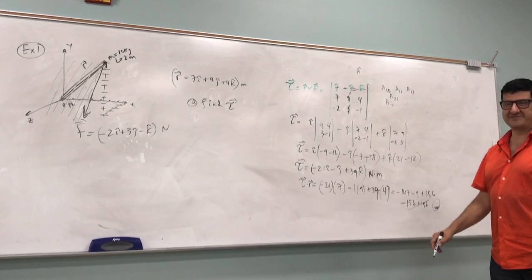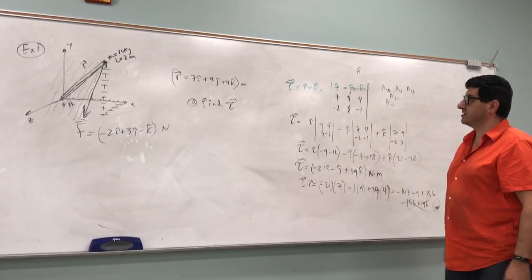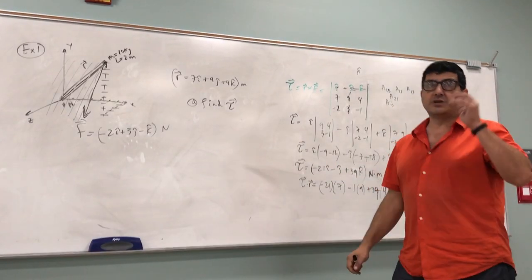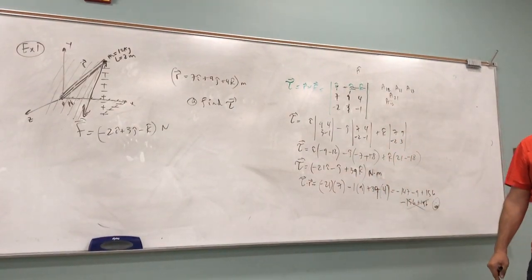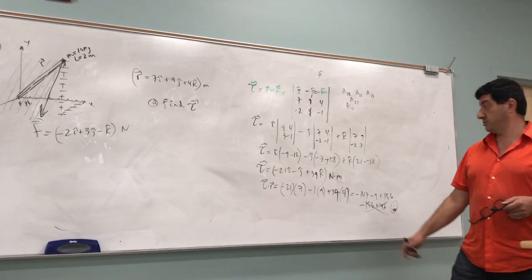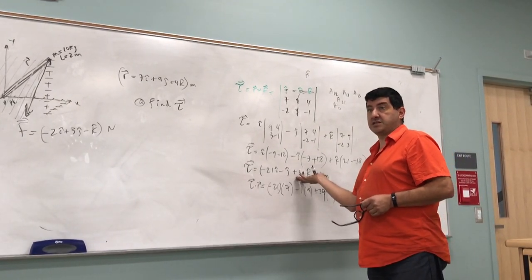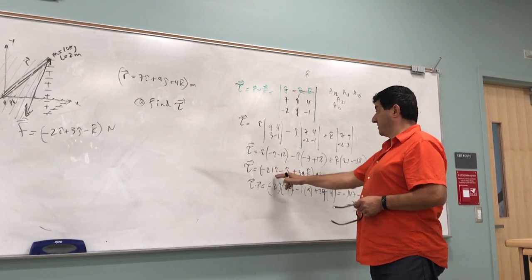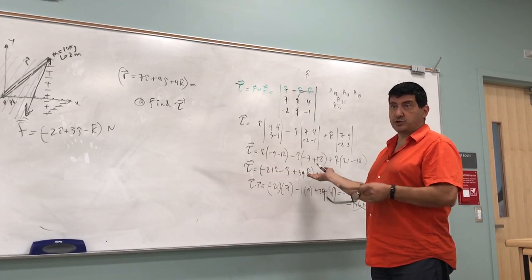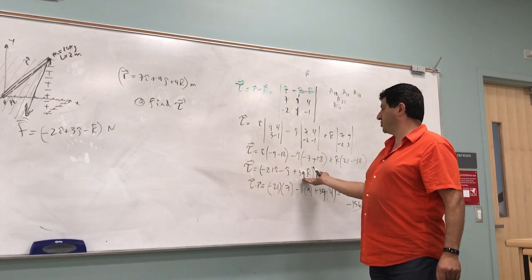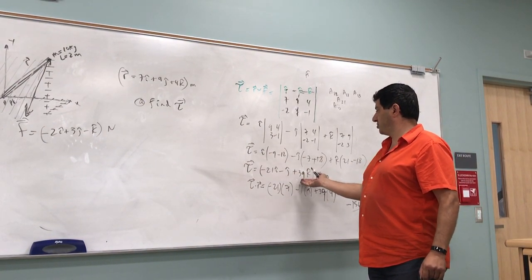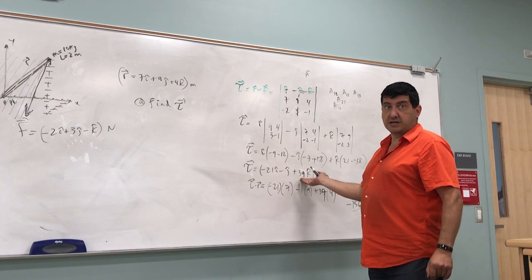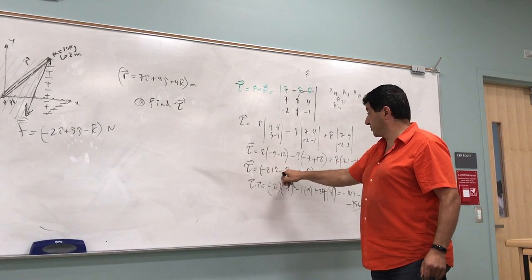So now it's zero, okay? So now you know you did it right. If I tell you, find the torque and express it in vector notation, then that would be this. If I say, give me the magnitude of the torque, then you do square root of this squared plus this squared plus this squared. Most likely I want you to express the torque in vector notation first, because I want to see if you get the signs right.